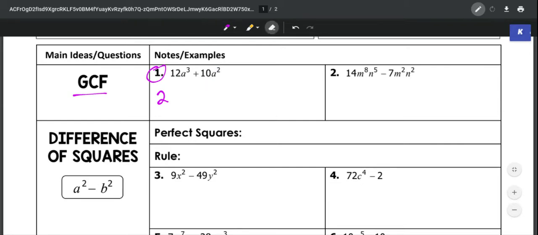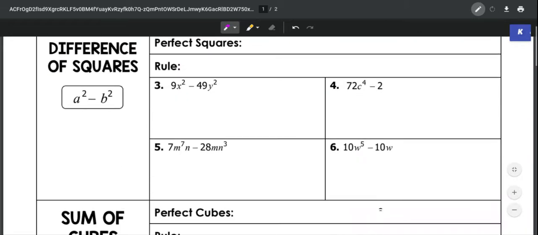Then we can also take a look at our variables, a to the third and a to the second. Since they're both a, you go to your least exponent, which is 2, so you can take an a to the second out of these. So we've got 2a to the second we're taking out of both of those, which will leave us with 6a plus 5 in parentheses. Essentially all we did was take out the GCF of 2a squared. So I think we probably all should be good on GCF.